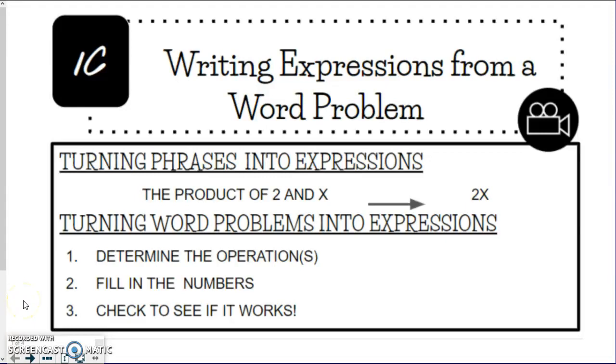All right, party planners, let's roll right along into 1C. So we're going to write expressions from a word problem. You already started writing them from phrases, like how this one is, the product of 2 and x was 2x. But now we're going to talk about word problems. So we're still going to use that knowledge of those operation words from our last packet, but we're going to do this with real-world situations instead.